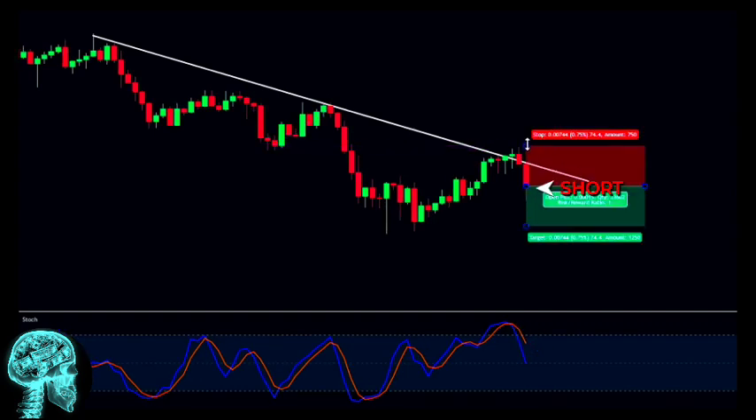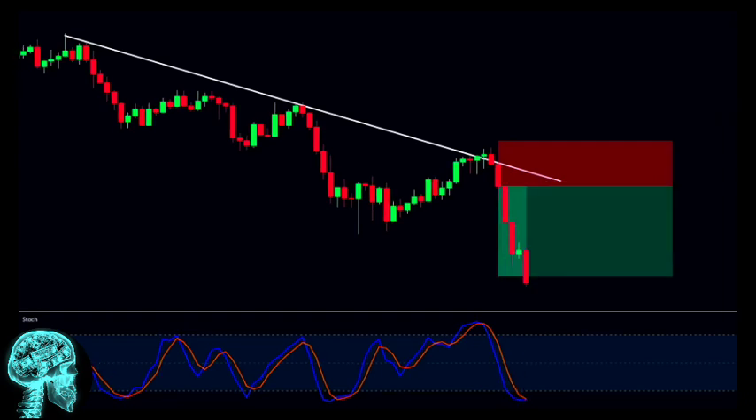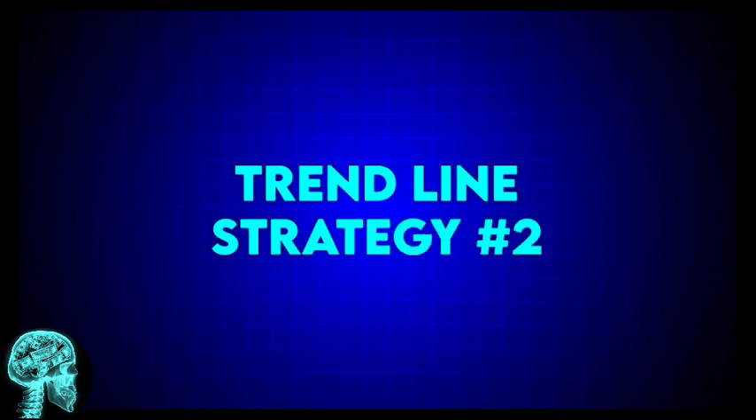Next, we can place a stop loss slightly above the swing high, and the take profit at 2 times the size of our stop loss. And as you can see, price dropped perfectly and hits our take profit. Now, there's actually another trendline strategy that I use, and this one can potentially bring in even more profits.